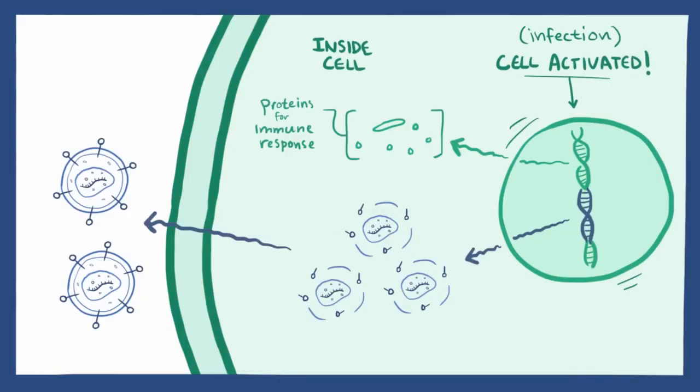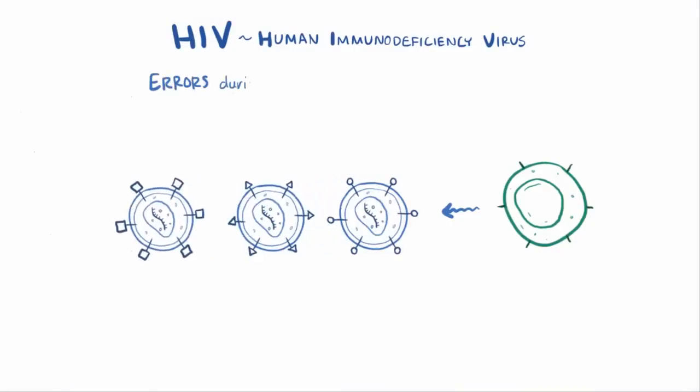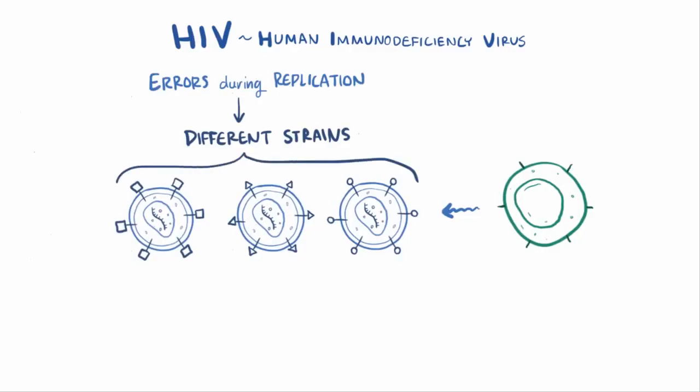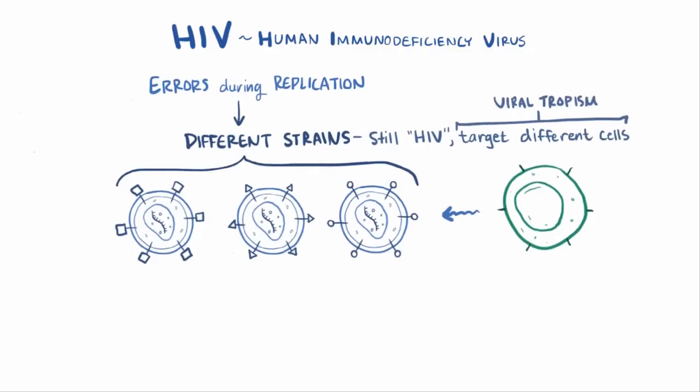Very sneaky indeed. One thing to know is that HIV is notorious for making errors when it replicates, and that during infection it can mutate to create slightly different strains of viruses. These viruses are all still considered HIV, but they behave slightly differently from each other and target different cells in the host. In fact, that host cell preference is called viral tropism.